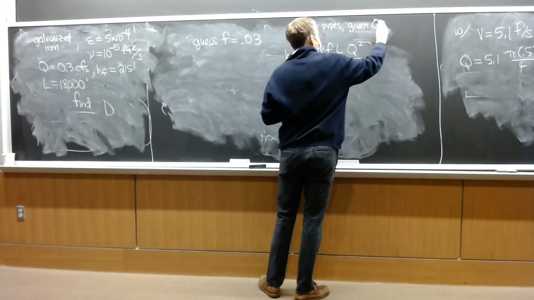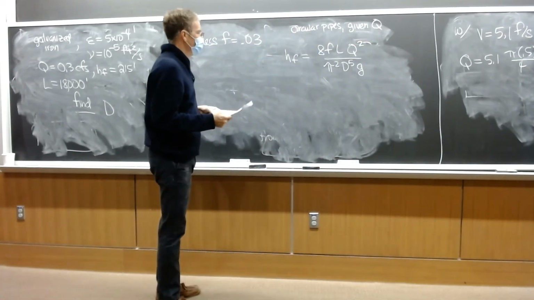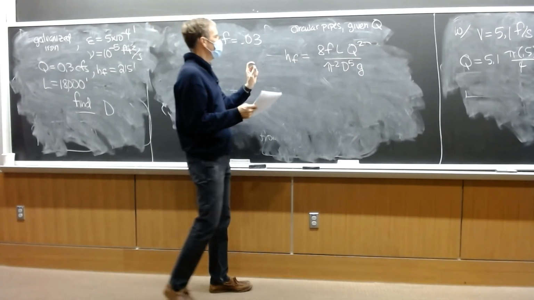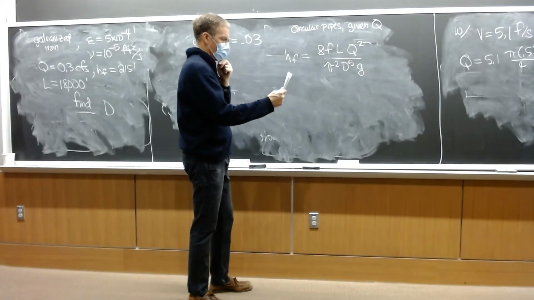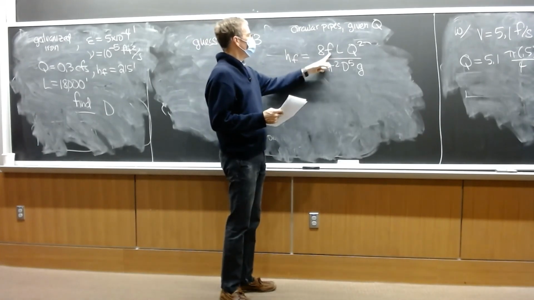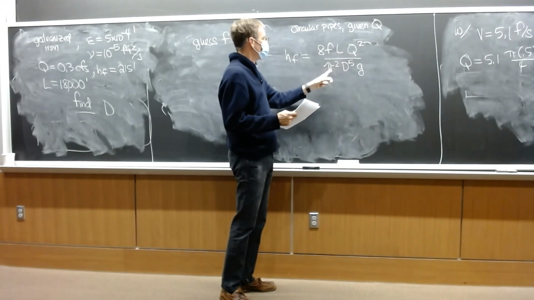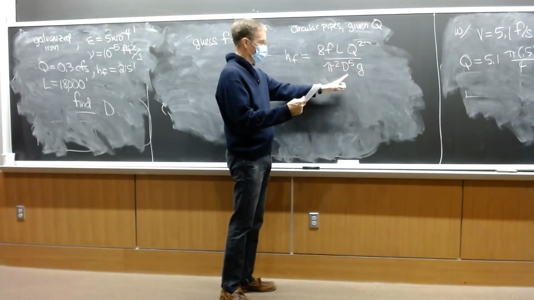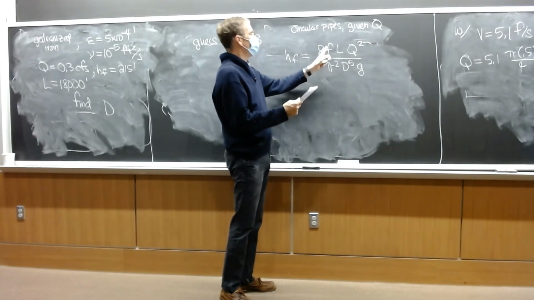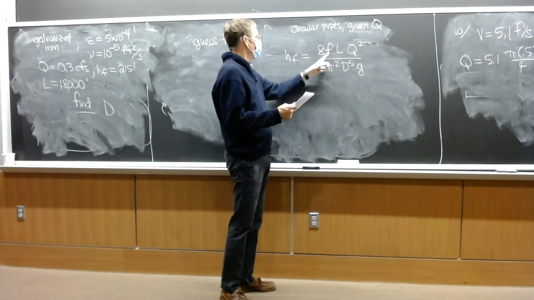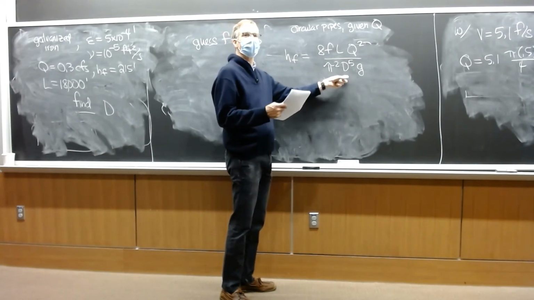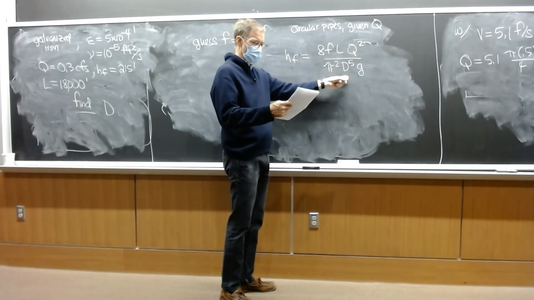If we're given our Q, this is the convenient way to, and if you look at it, we don't know the F, but everything else here we're given. Except for, we don't know the D either. So if we guess an F, then we're given the head loss. If we guess an F, then this equation can be used to calculate a diameter.